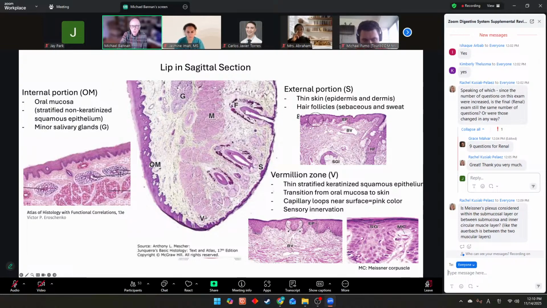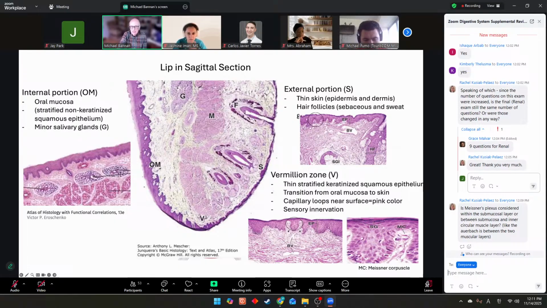On the skin side, you always recognize skin because you can identify hair follicles in most areas of thin skin. We learned that a couple of weeks ago. On the oral mucosa side of the lip, we have a minor salivary gland labeled G in this image. So that is a feature that we see throughout the oral cavity: unencapsulated minor salivary glands.